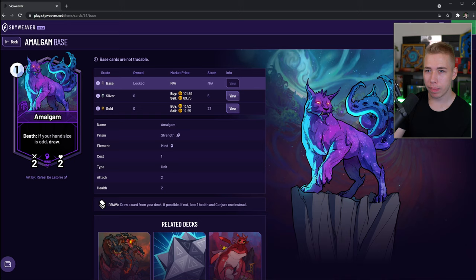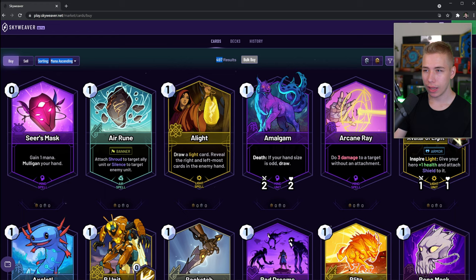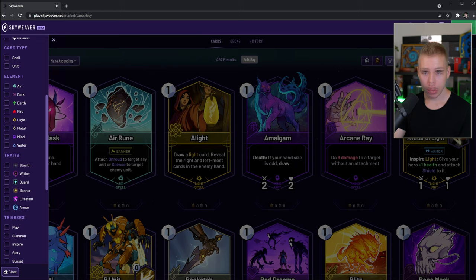In total, there are 497 cards. I would assume because we just got 3 cards for free in the base set, there should be like 500 cards in total. And I would like to see what happens when we click bulk buy. We have all those different options on the left side to filter.